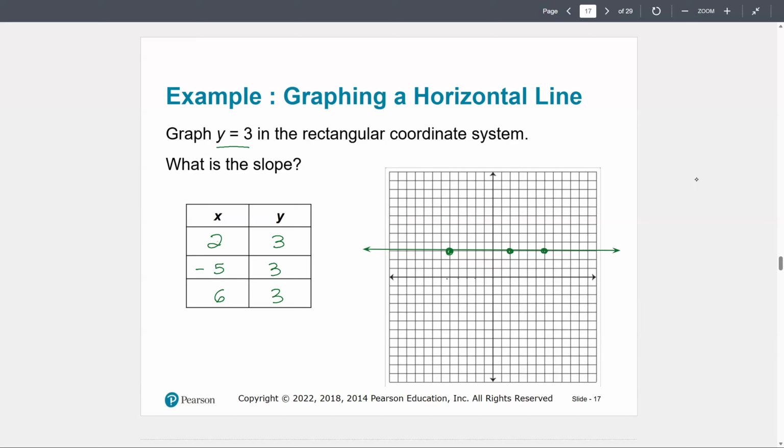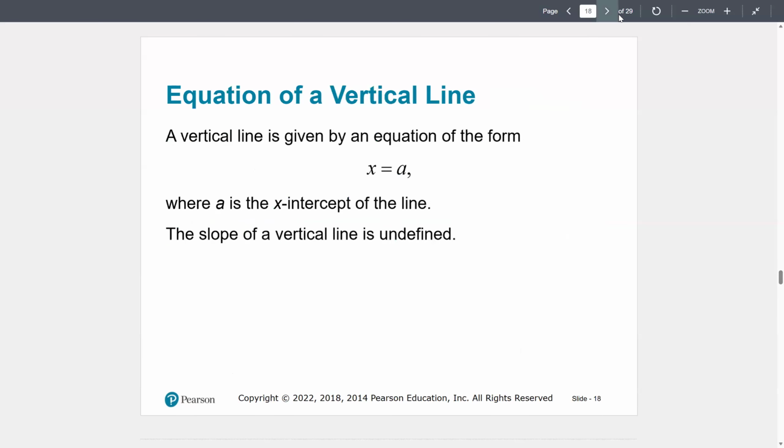And we saw this once before, but I'll do it again. If I was to try to find the slope, let's say this is going to be x1, y1, and we'll make this one x2, y2. That slope is going to be 3 minus 3 over -5 minus 2, which is going to give me 0 over -7, which is just 0. So horizontal lines can be functions.